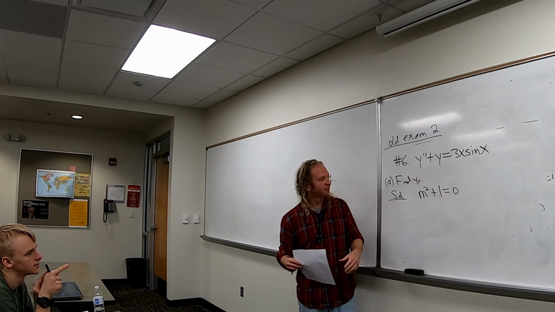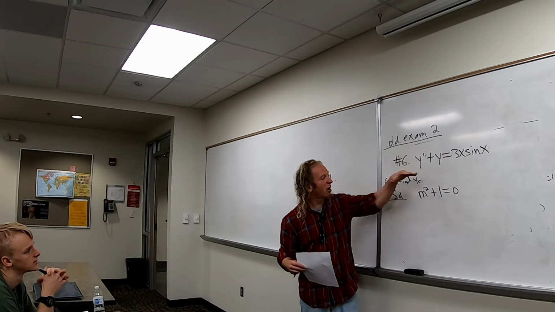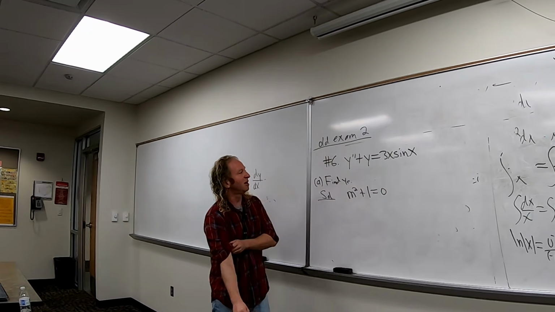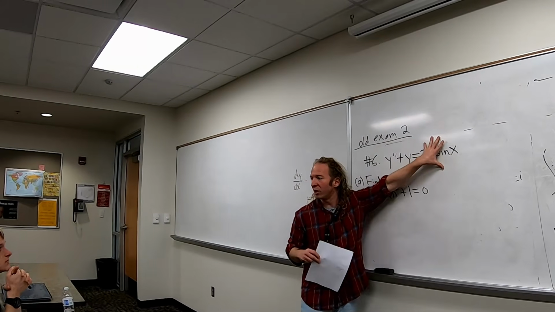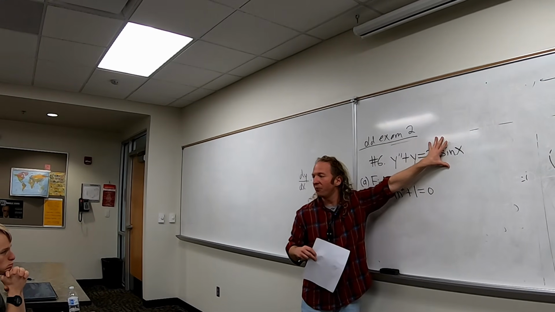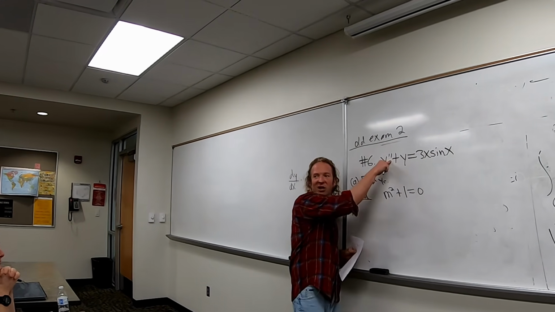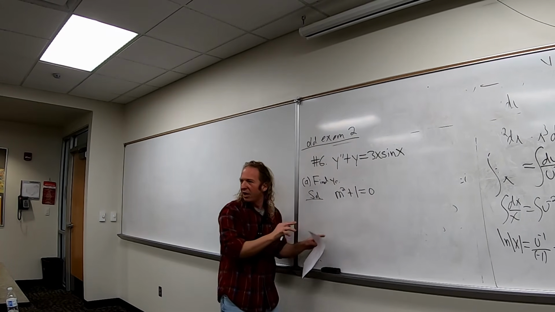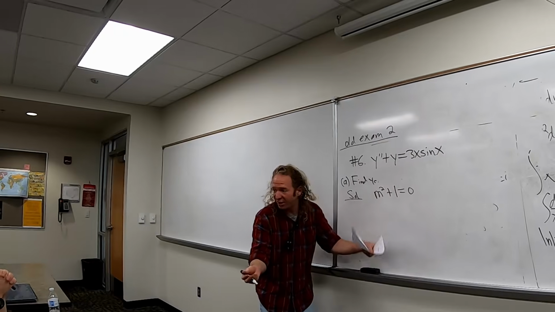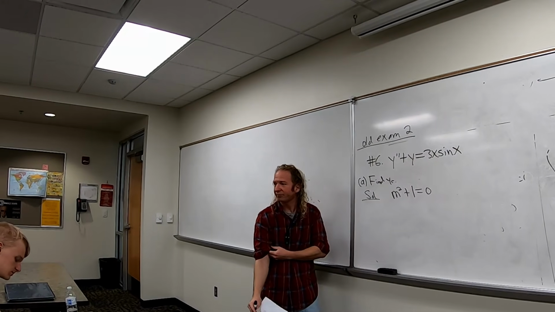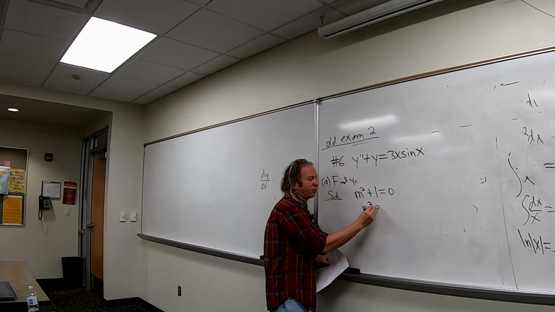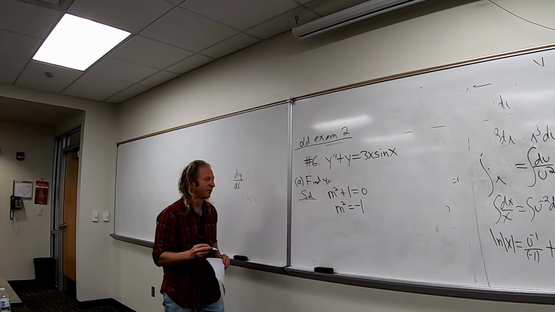Why is there a 0 for 3x sine x? No, we're finding yc. So yc is the solution to the homogeneous equation, so you pretend it's equal to 0. Do you remember? And then you have to find the characteristic equation, so you look at m squared. Why is it 0? You always set it equal to 0. We'll be finding yp after. Yeah, after. So subtract 1, so you get this.